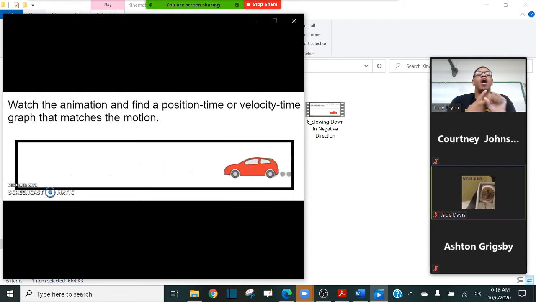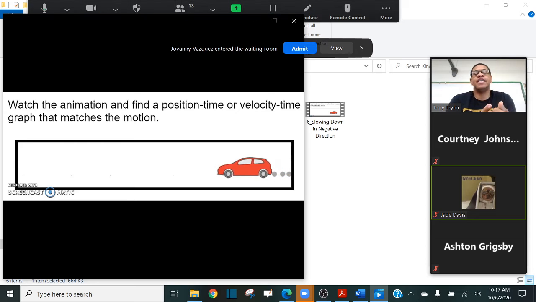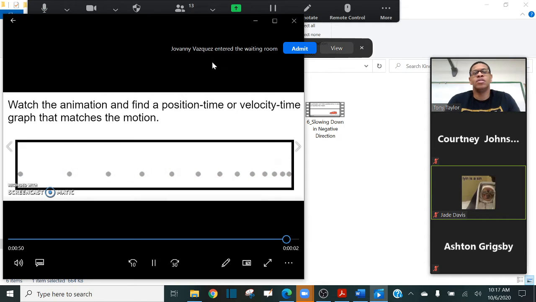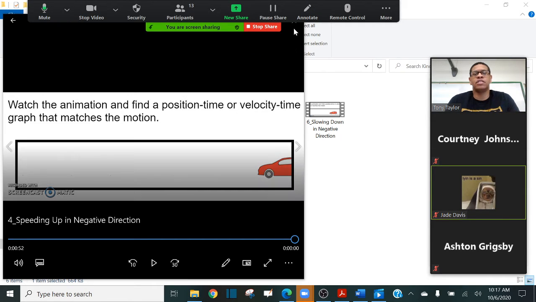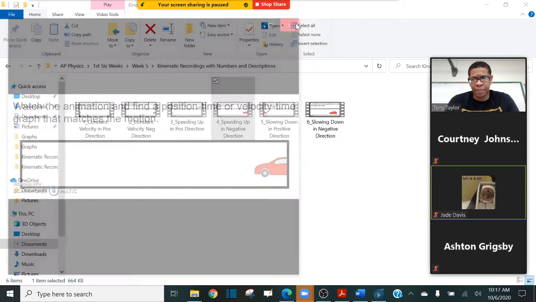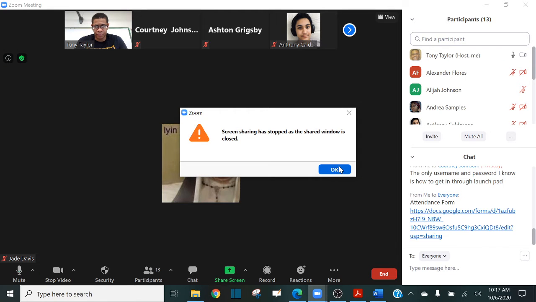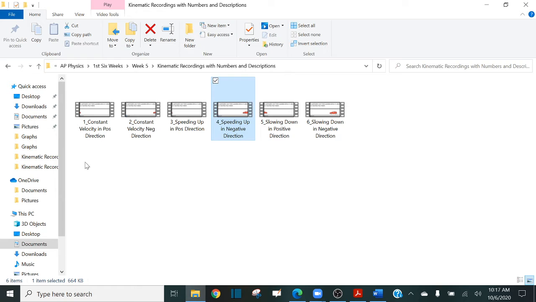So that means on my position versus time graph, I better notice two things. I better notice a graph that has a trend that's going downhill and the curve is getting steeper with time. So this is how that looks on a position versus time graph. This is what you guys should notice.